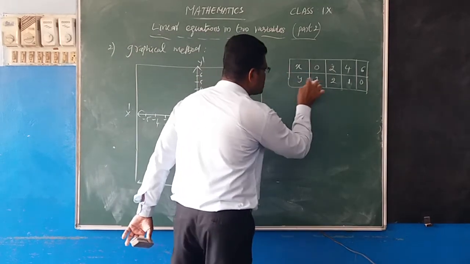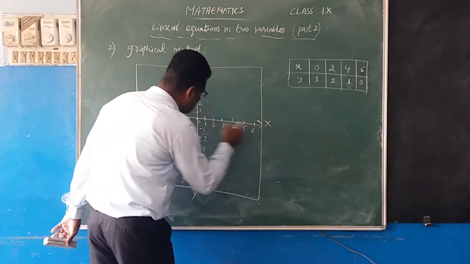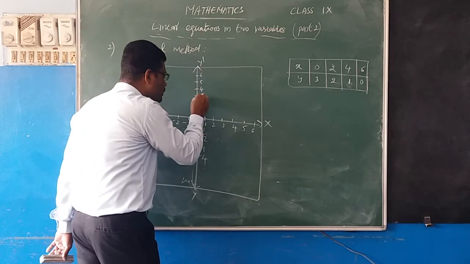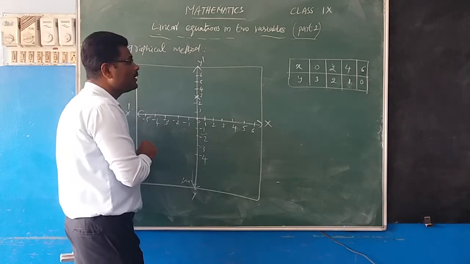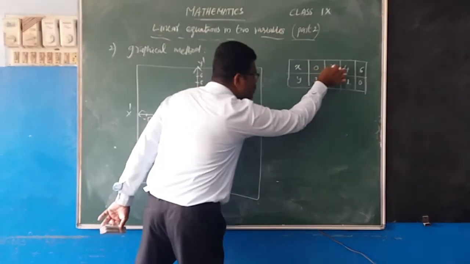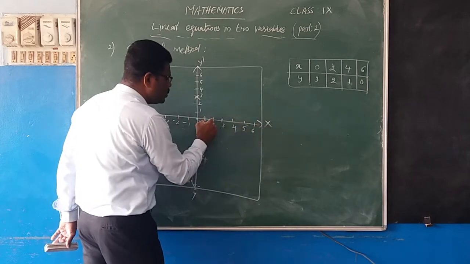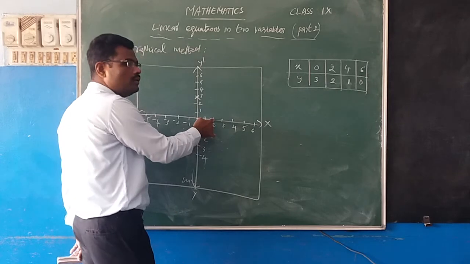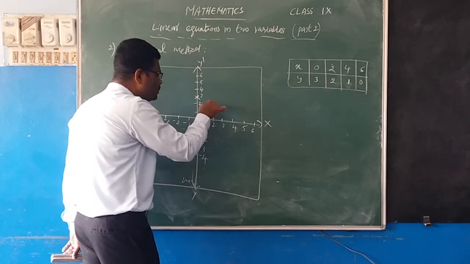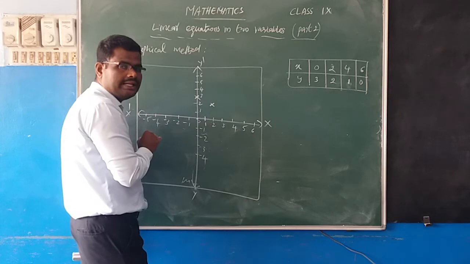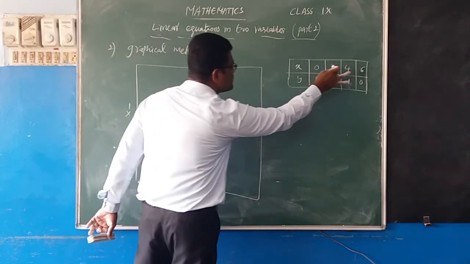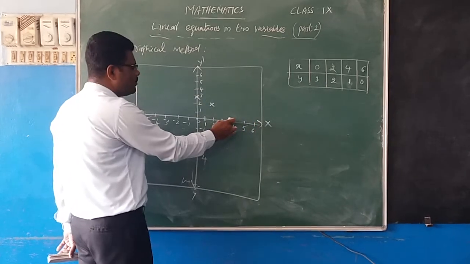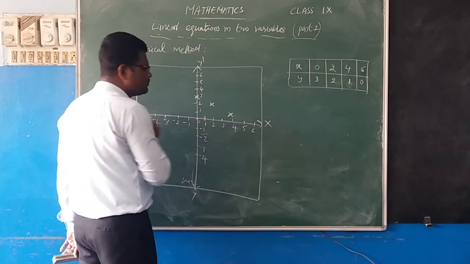X is 0, y is 3. X axis 0, y is 3 means plus 3. We need to go upward to this point. Next one is x is 2, x axis 2, y axis again 2. From here you should move plus 2, which means upwards. 1, 2, this is the point. Clear? The next one is x is 4, y is 1. X axis 4, y axis 1 means one step ahead.